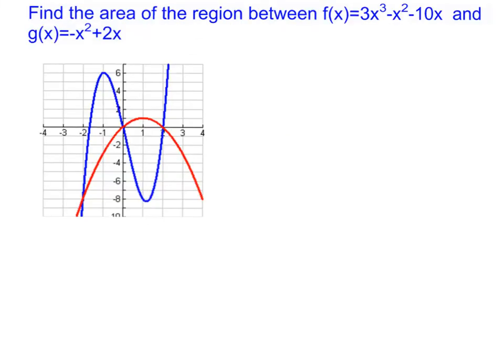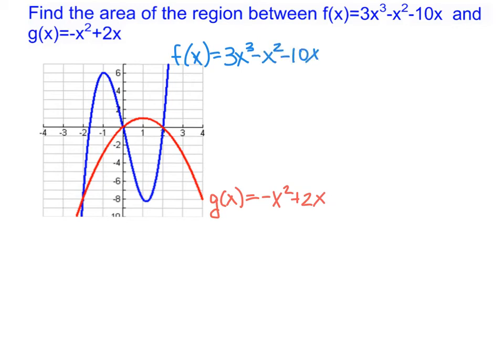Let's take a look at our last example. Find the area of the region between f of x equals 3x cubed minus x squared minus 10x and g of x is equal to negative x squared plus 2x. So again, labeling our curves, I think it's pretty apparent that the red curve is going to be g of x equals negative x squared plus 2x. And the blue curve is going to be the cubic one, so that's going to be f of x, which is of course equal to 3x cubed minus x squared minus 10x.